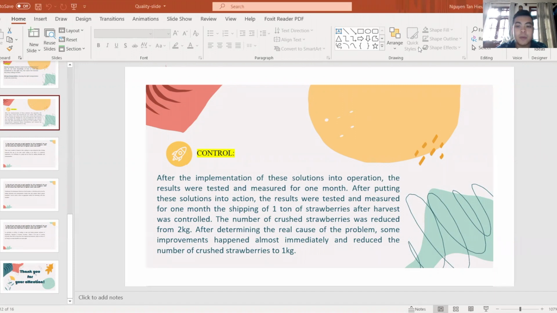8,333.33 DPMO corresponds to a sigma level of 3.875. The implementation of the proposed improvement has significantly helped to reduce the problem of crushed strawberries, damage, and worms.